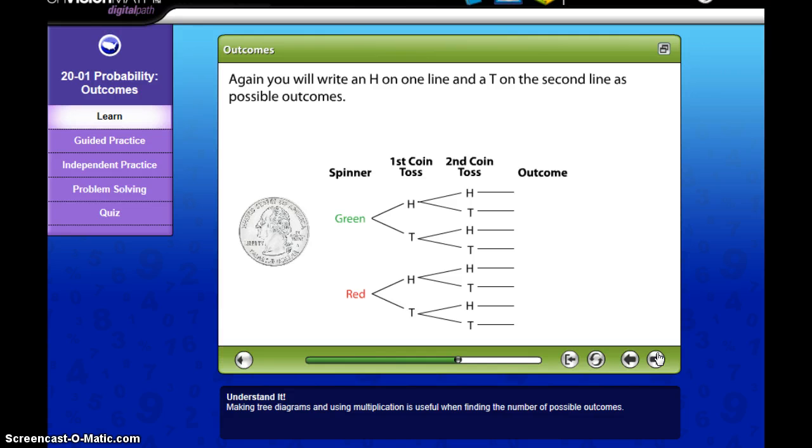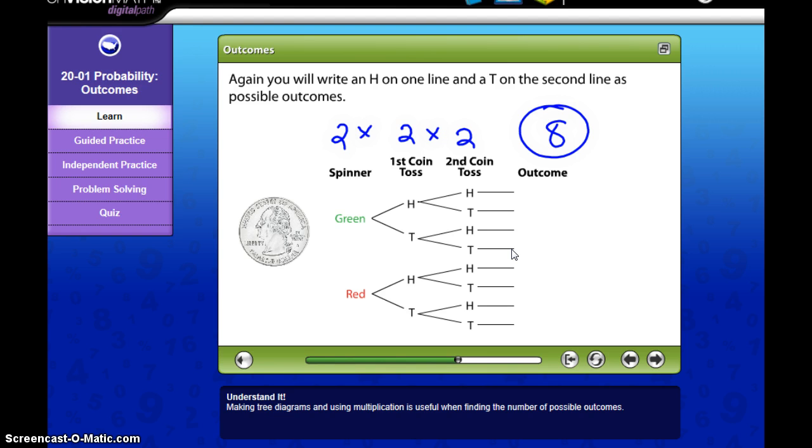Because now we start here and we follow across. We start here and we follow across. And now we can list all of our outcomes. Now, if I said to you, how many possible outcomes are there? Well, you could count up if you wanted to, or you could do this. There are 2 choices for the spinner, there are 2 choices for the coin toss, and there are 2 choices for the second coin toss. 2 times 2 times 2. There should be a total of 8 outcomes. Are there?